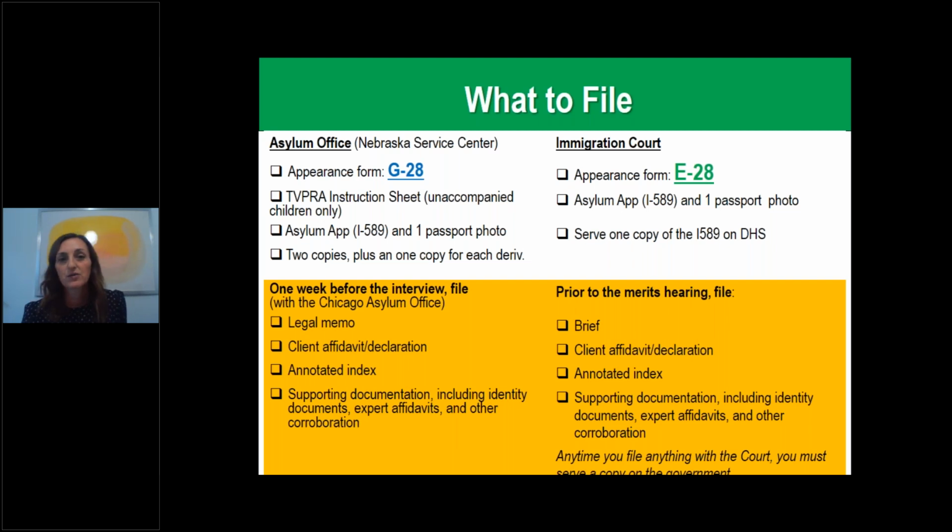Another big difference to note is that if you are presenting your case in immigration court, as opposed to at the asylum office, you will have opposing counsel. And so anything that you're filing with the immigration court, a copy of any of that needs to be served on your opposing counsel as well.